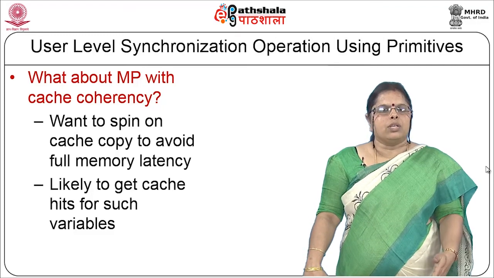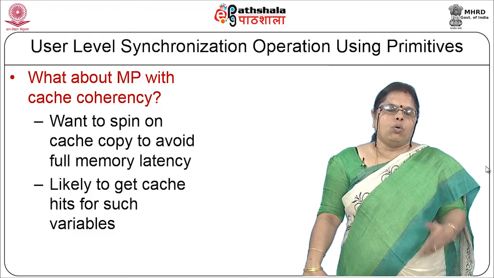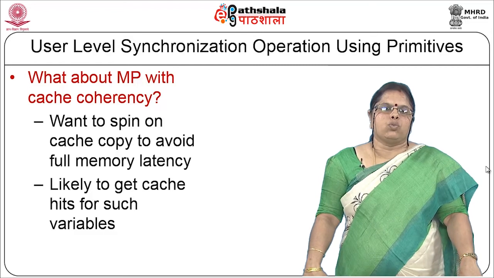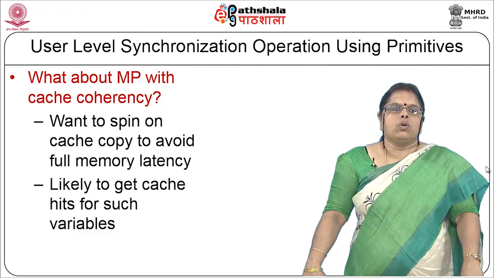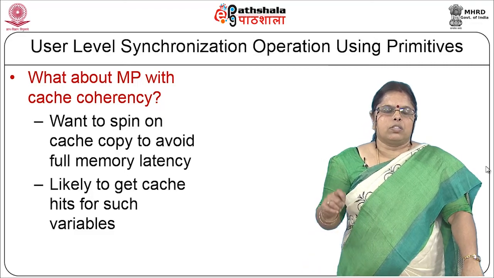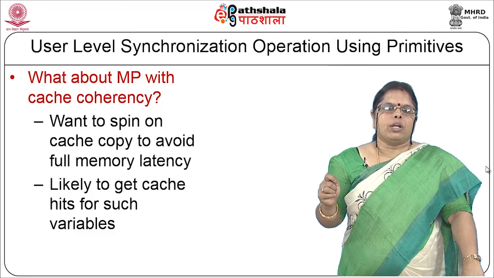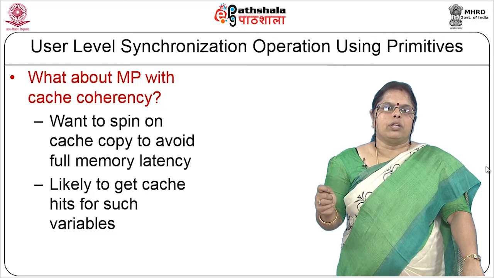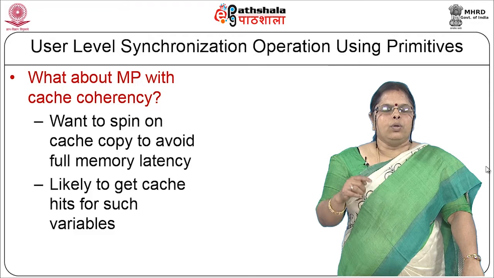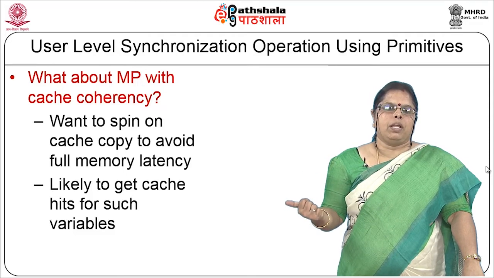So, with the cache coherency in place, can we make use of this cache coherency protocol in order to overcome the bottleneck associated with your spin locks? Basically, what we are trying to do here is, instead of spinning on the memory location's contents, you try to bring that location to your cache and spin on the cache copy to avoid the full memory latency.